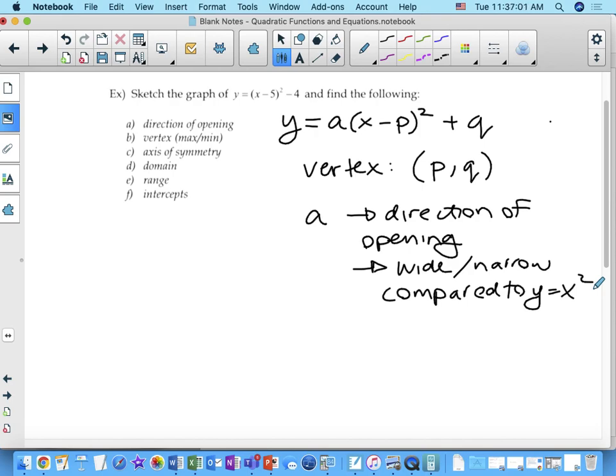Could we tell where the vertex is? How far down or up are we going to move the vertex, and how far right or left are we going to move the vertex? Yeah. Yes, because this is negative, we're going to move it to the right 5, and then we move it down 4. Okay, so right 5, down 4 is the coordinate point 5, negative 4. So we can fill this in right away.